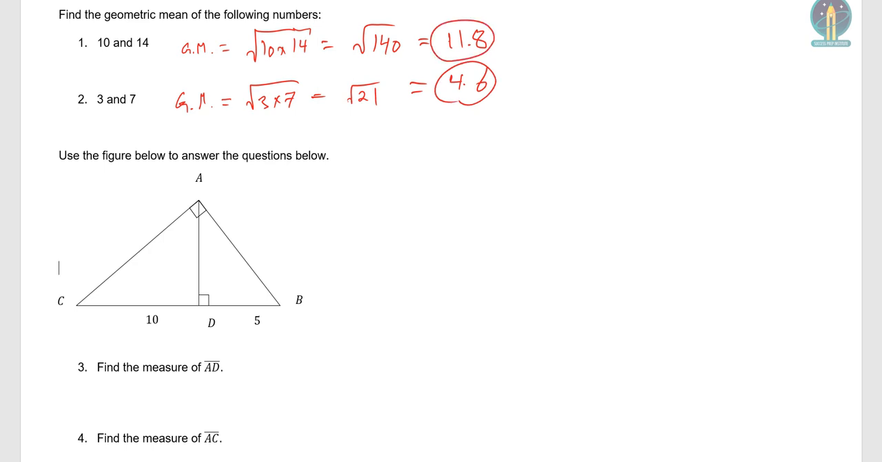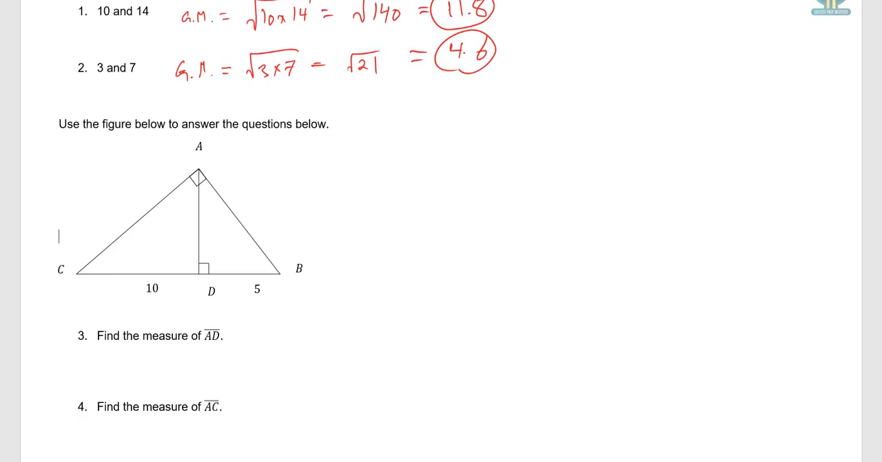Next example, use the figure below to answer the questions below. We have triangle ABC, and we have the hypotenuse BC, and the two segments of the hypotenuse, BD and CD, 5 and 10. Find the measure of AD. We said that AD, being the altitude, is the geometric mean of the segments of the hypotenuse, which are 10 and 5. So it's just the square root of the product. The square root of 50 is about 7.1.